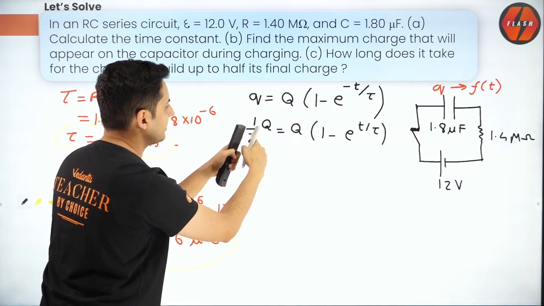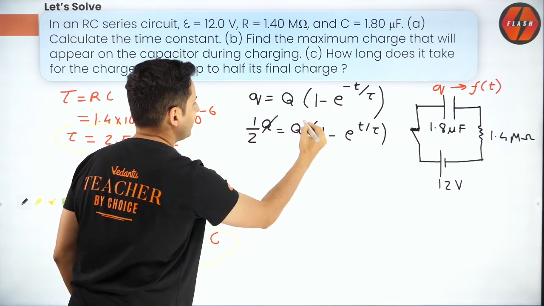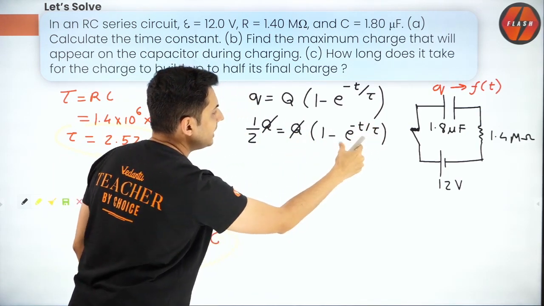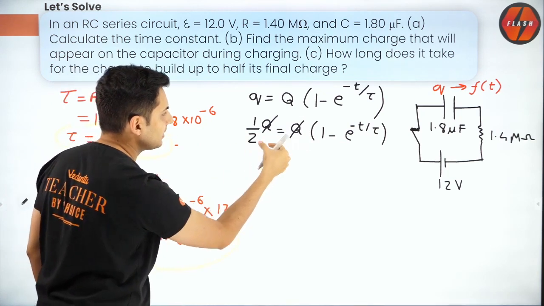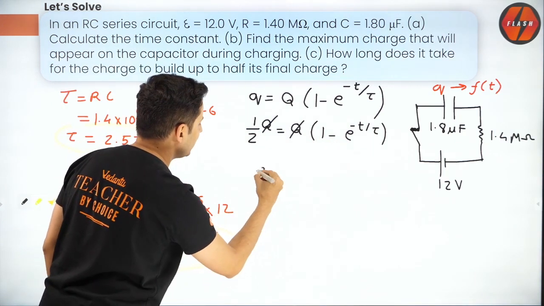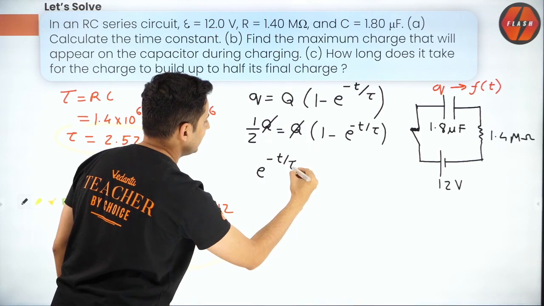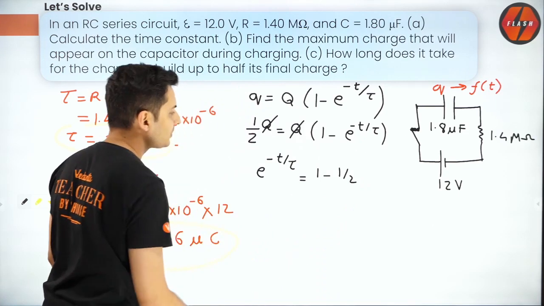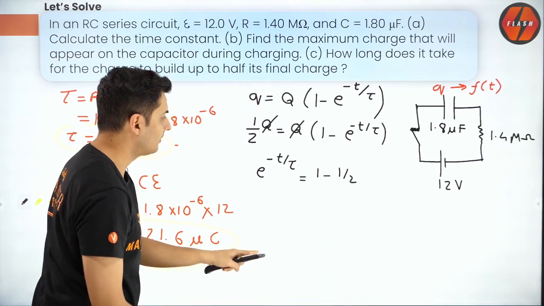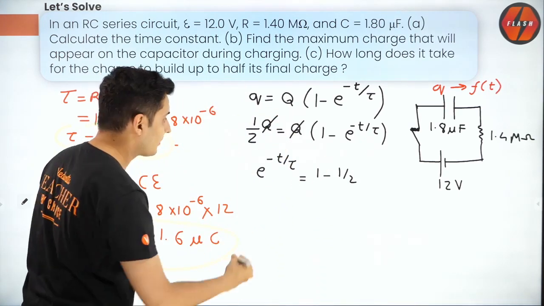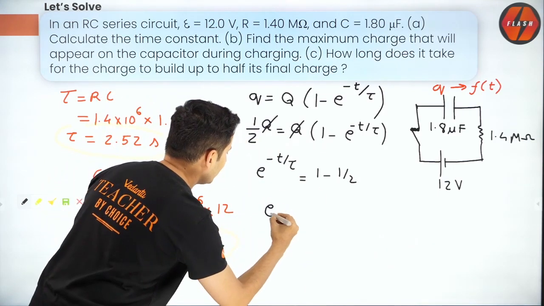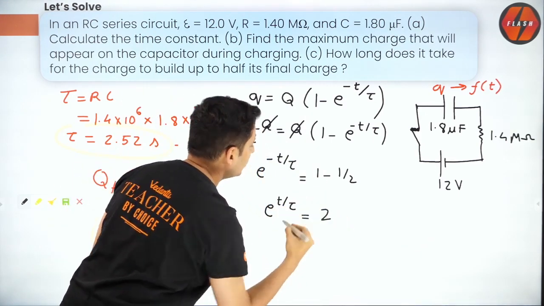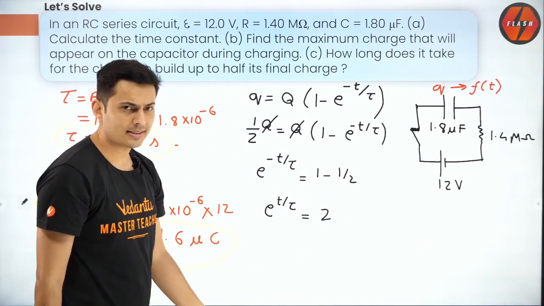So Q will get cancelled, this will become half, correct? Now shift this term, e to the power, oh there was a minus sign, e to the power minus t by tau, on this side and take that half on the other side. So it will become e to the power minus t by tau equals 1 minus half. 1 minus half is just half. So take the reciprocal, so e to the power t by tau will be just 2. I just took reciprocals guys, that's all.